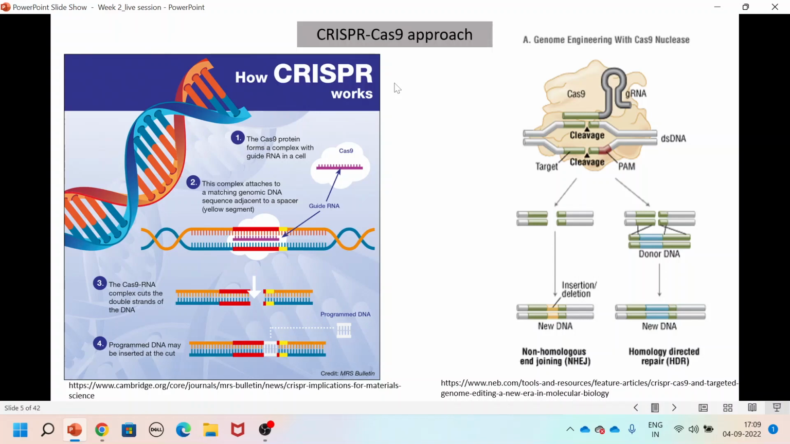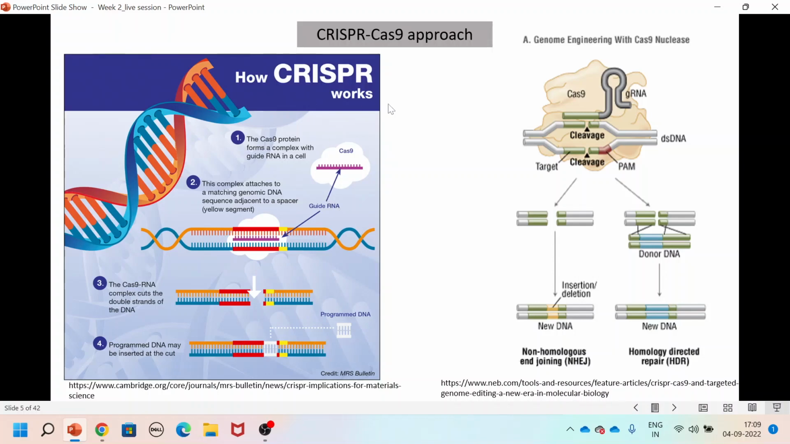CRISPR stands for clustered regularly interspaced short palindromic repeats. And these are naturally present in the prokaryotic system as a part of their immune defense. Scientists have actually used this CRISPR-Cas9 technique for gene knockdown approaches and gene knockout approaches.